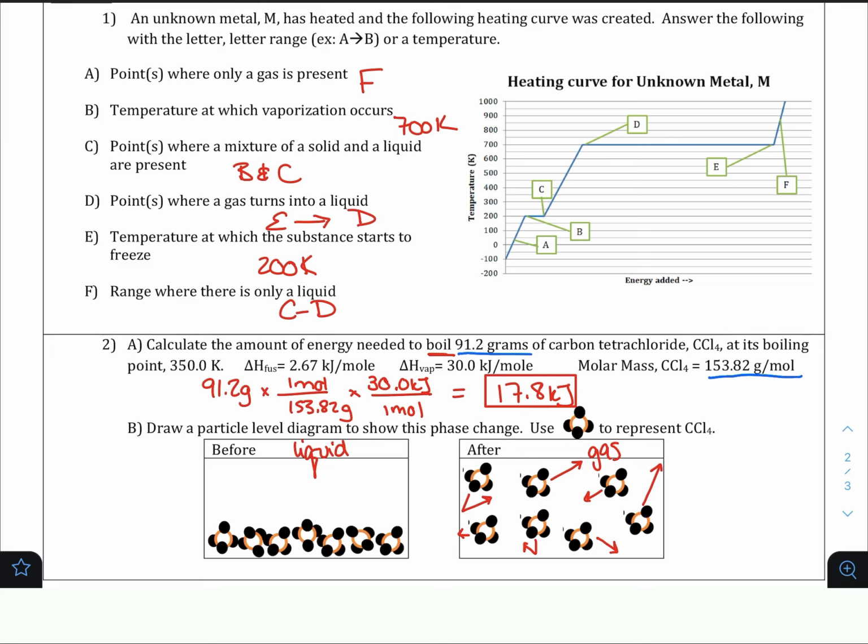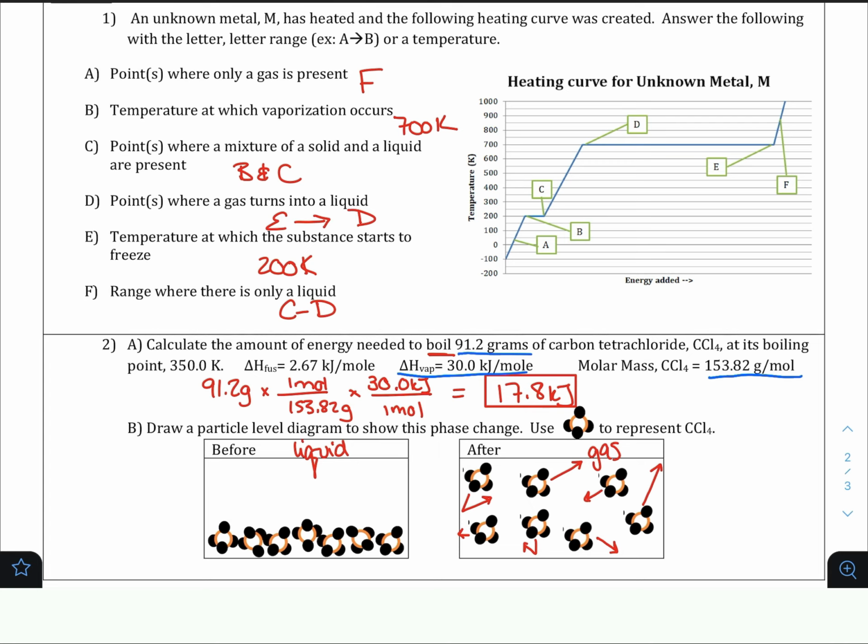Now, this question is asking you to think about which value you need. Am I doing fusion or am I doing vaporization? We were doing vaporization, so we're going to use this value there, because obviously it says how much energy does it need to boil? To boil.